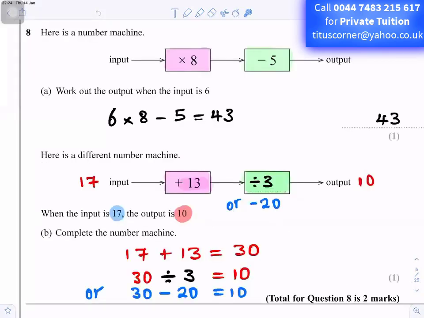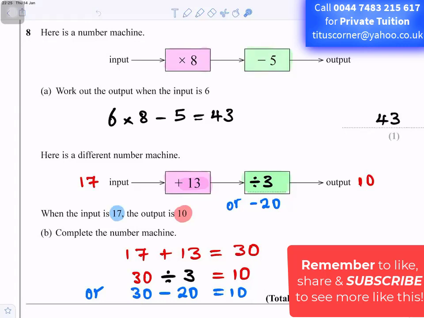Question number 8. Here is a number machine. Input times 8 minus 5, and you get output. Work out the output when the input is 6. So you do 6 times 8, and then take the answer, you minus 5. So 6 times 8 minus 5, you get 43. So the answer is 43.